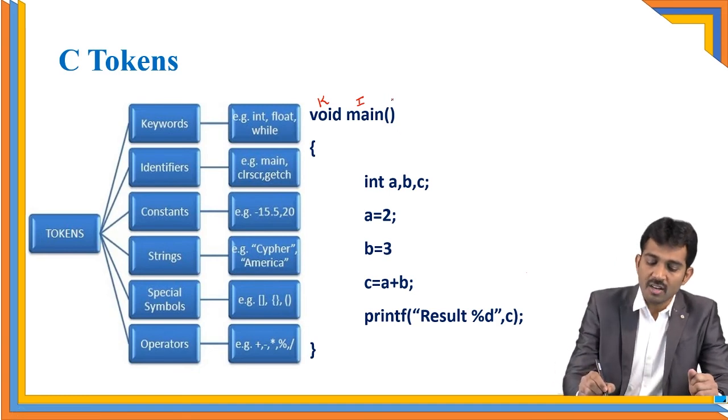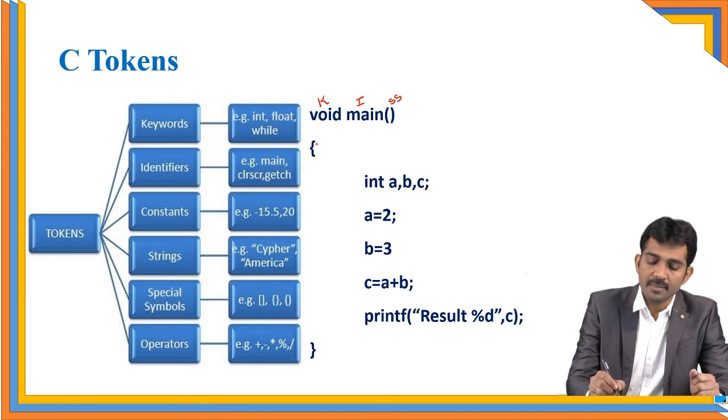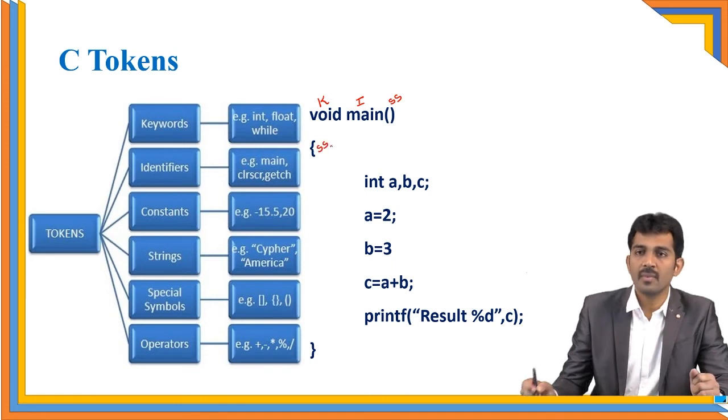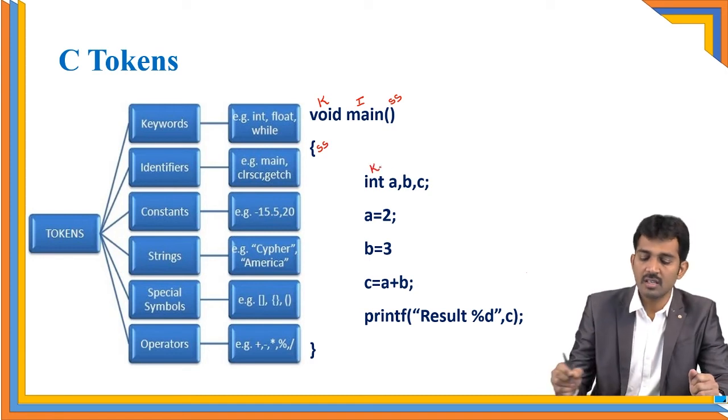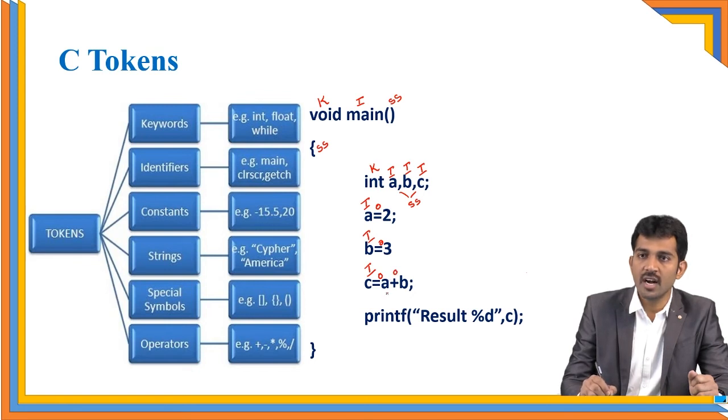See, brackets. Brackets are called special symbols, SS. Int is a keyword. A is an identifier. B is also an identifier. C is also an identifier. Commas come under the special symbols. Right? A is an identifier again, B is an identifier, and C is an identifier. Equal is an operator, right? This is the operator, O. All these are operators. And plus is also an operator. And this is the identifier again.